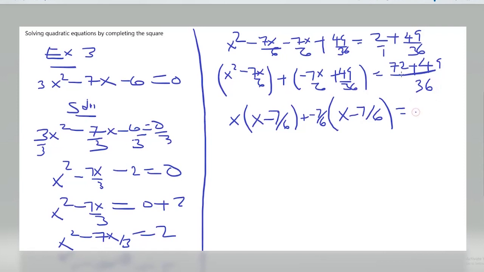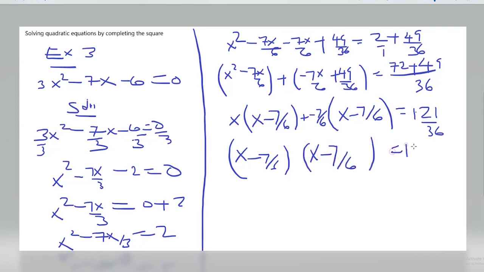Okay, now 72 plus 49 is equal to 121 over 36. Now this will be equal to x minus 7 over 6 times x minus 7 over 6 is equal to 121 over 36. Then this will be equal to x minus 7 over 6 squared is equal to 121 over 36.